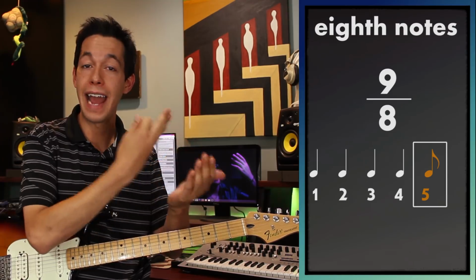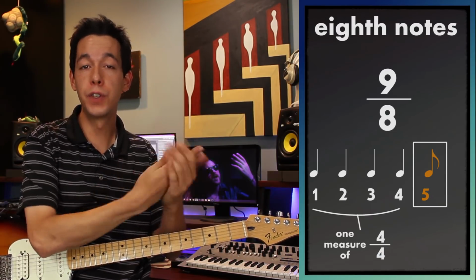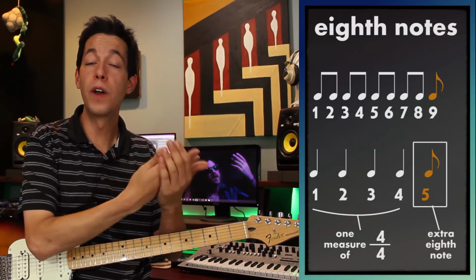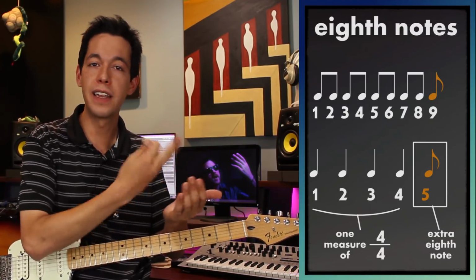So you'll have a full measure of quarter notes, 1, 2, 3, 4, then 1, 2, 3, 4. That half of a quarter note is at the end of my entire measure of 4/4. 1, 2, 3, 4, 5, 6, 7, 8, 9.